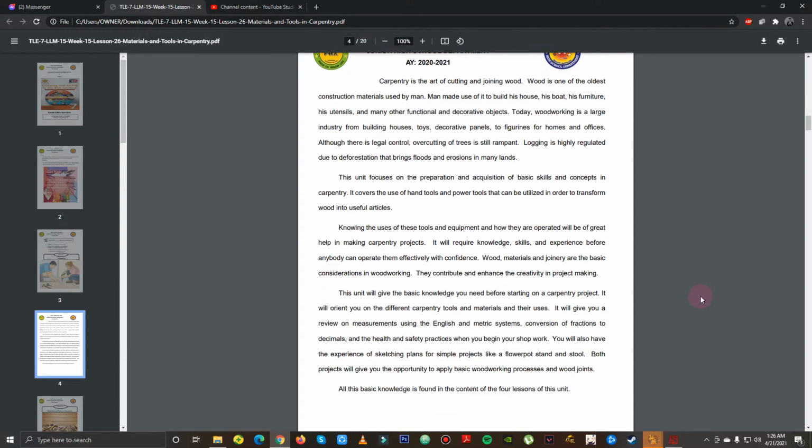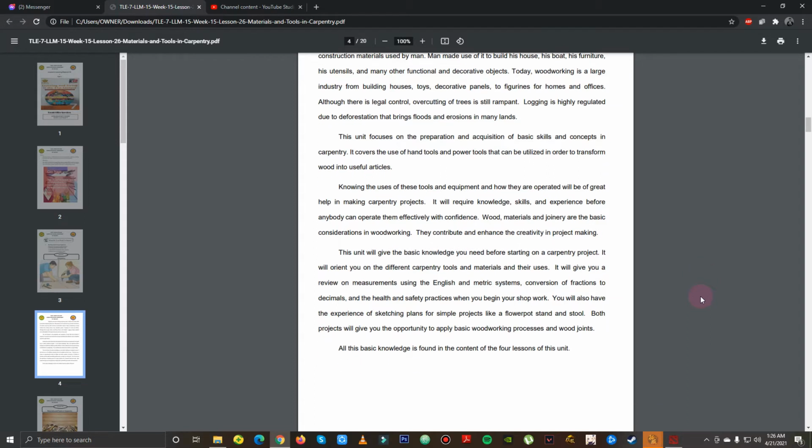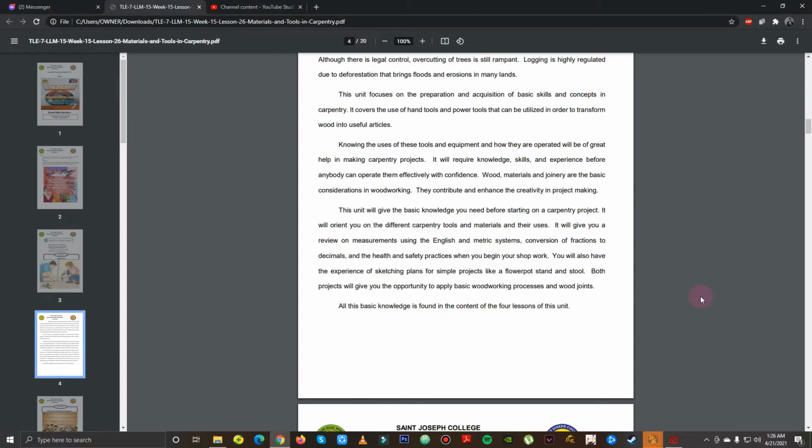This unit focuses on preparation and acquisition of basic skills and concepts in carpentry. It covers the use of hand tools and power tools that can be utilized in order to transform wood into useful articles. Knowing the uses of these tools and equipment and how they are operated will be a great help in making carpentry projects. It will require knowledge, skills, and experience before anybody can operate them effectively with confidence.